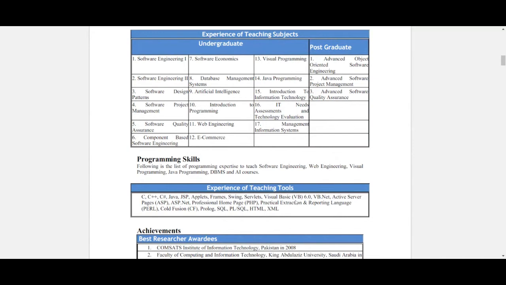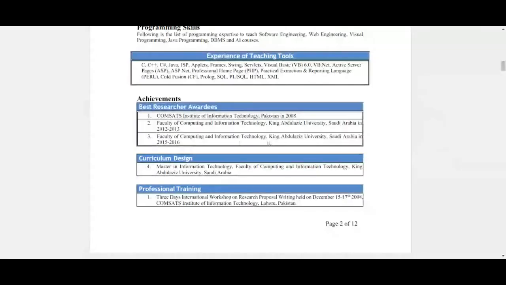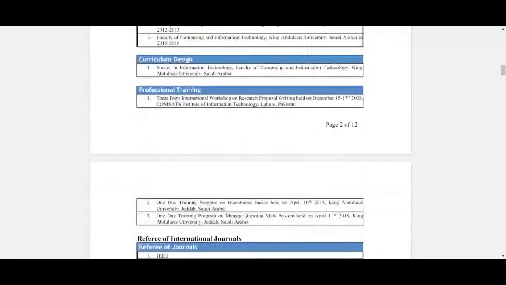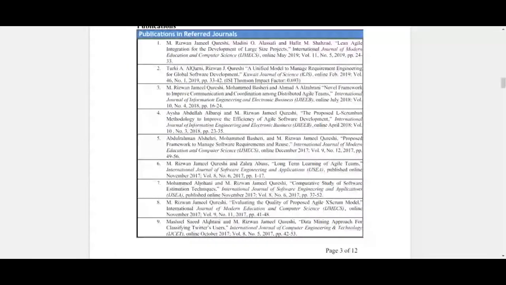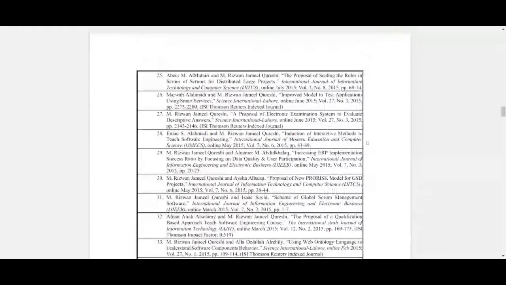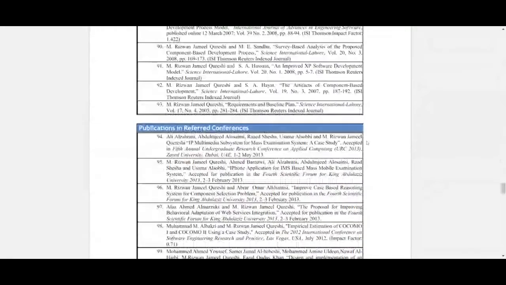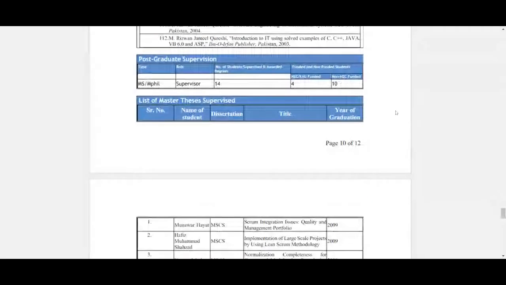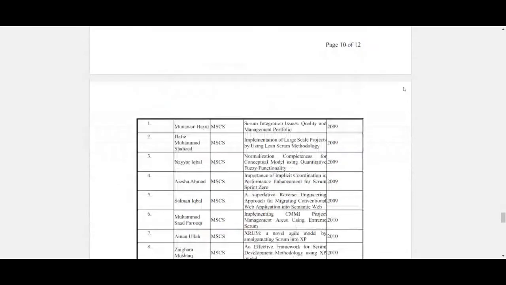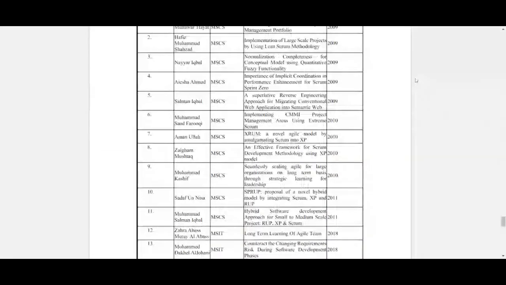These are the programming skills I have, and these are the awards I won during my experience. I designed the Masters in Information Technology program at King Abdulaziz University FCIT. These are the trainings. These are the journals I am referee or editor of, and these are the publications I already showed you. And these are conference publications, and I have written 6 books plus my thesis published, so it's 7. These are the students I supervise at master level. That's about me. So let's start the course.